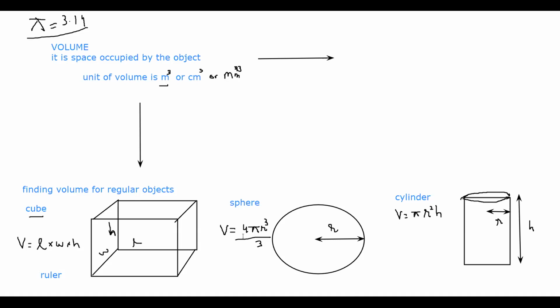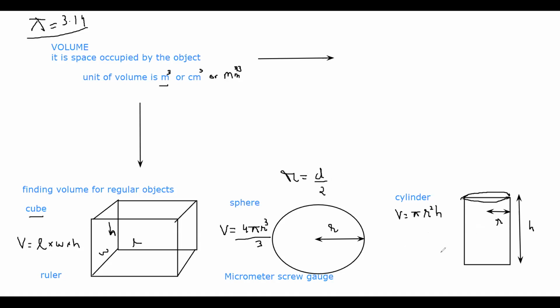Which apparatus is required to measure the volume of a sphere? A micrometer screw gauge. Using a micrometer screw gauge, first I will find the diameter, and from the diameter I will find its radius. How can I find the radius? As we know, radius is half of the diameter, so the radius equals diameter divided by 2.